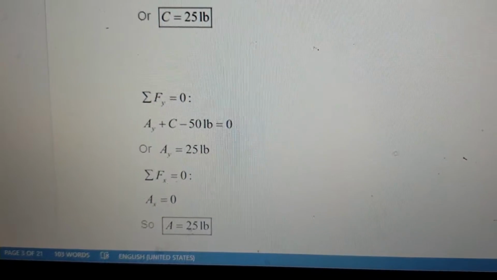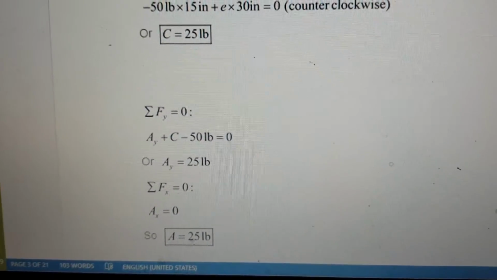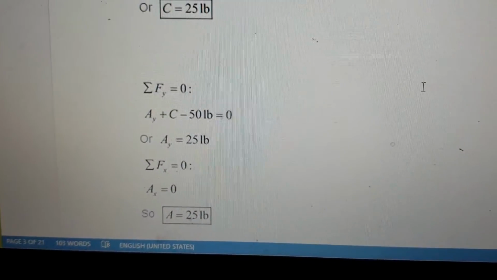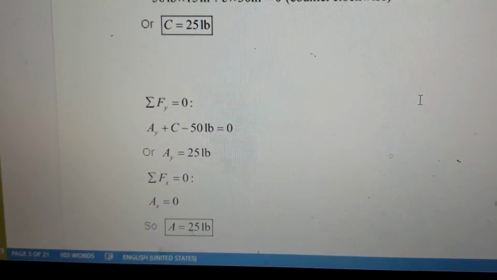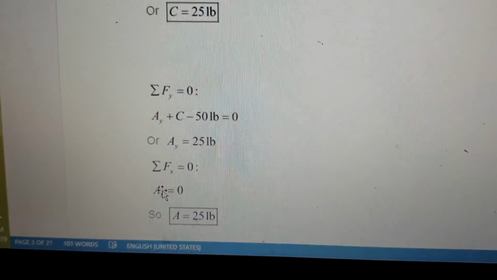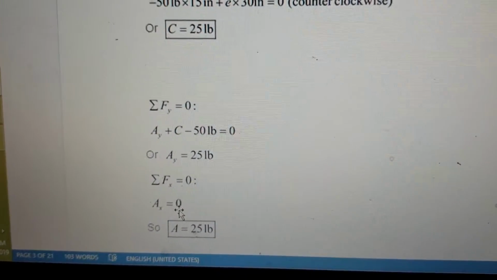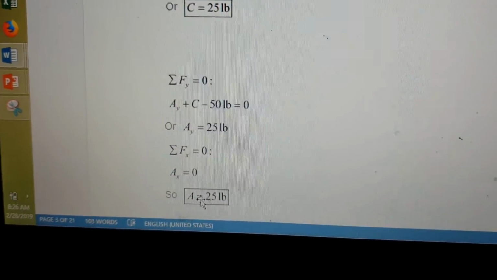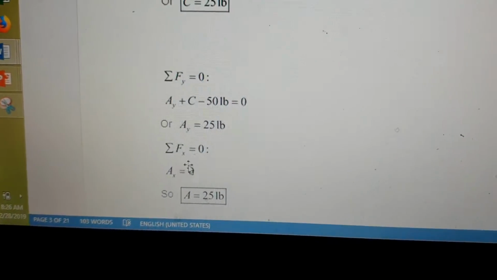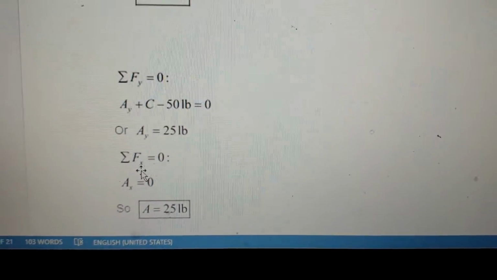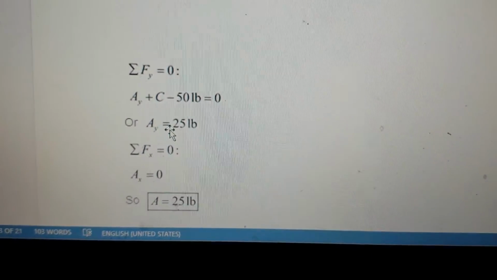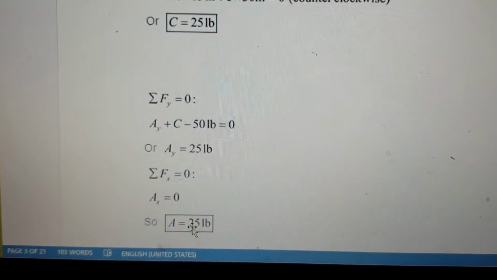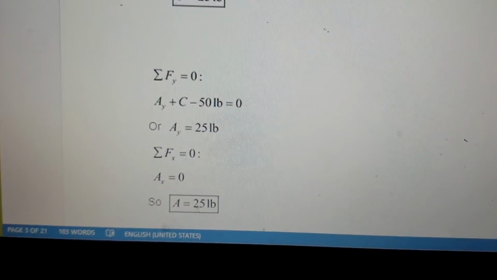Let's find the third equation, summation of forces in X equal to 0. We can see that there is nothing in the X except the AX. So AX is equal to 0, because there is nothing else in the X direction except AX. Which means that if you do AX squared plus AY squared all under the square root, that will give you the reaction at A is 25 pounds. And of course it's in the y-axis.